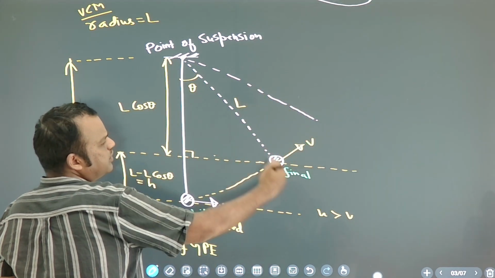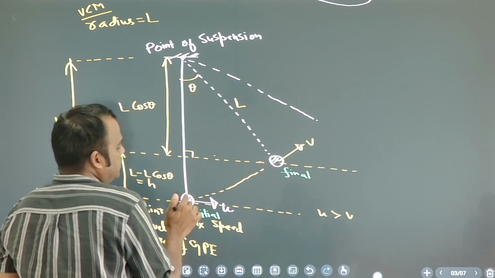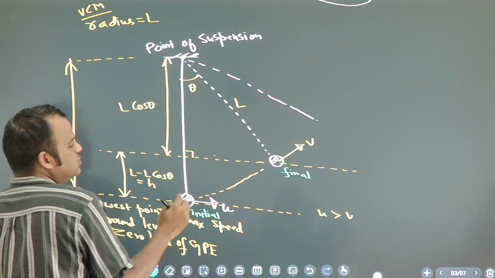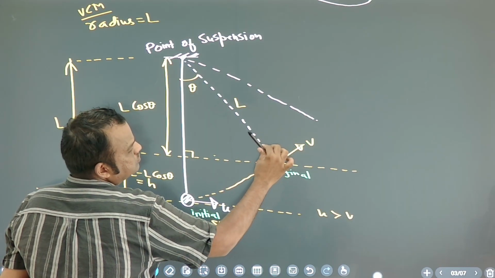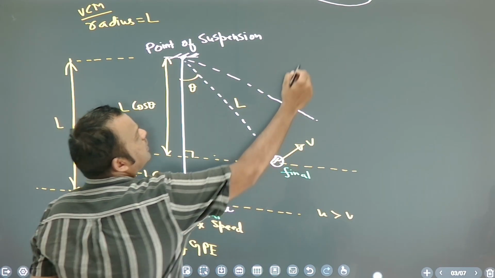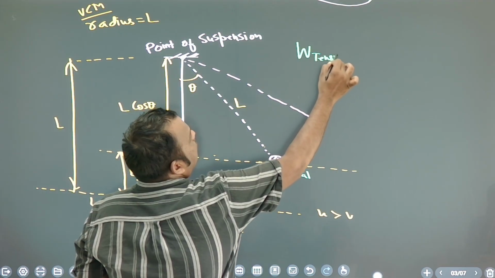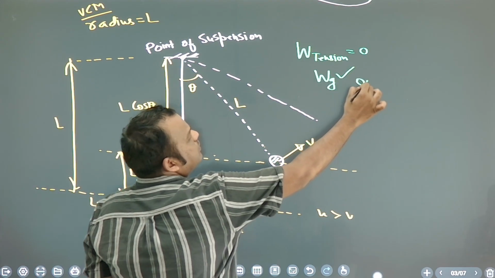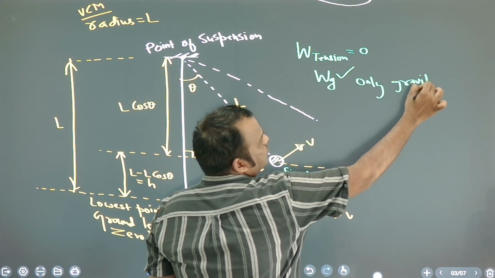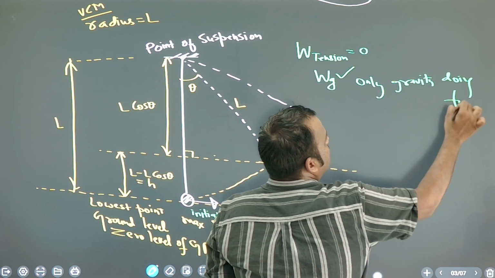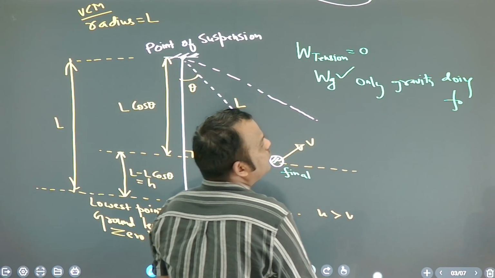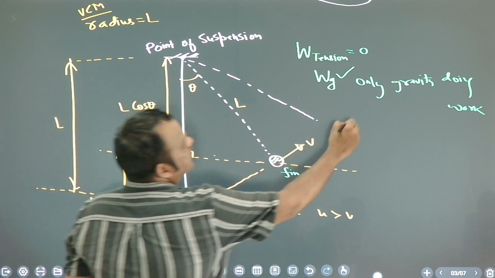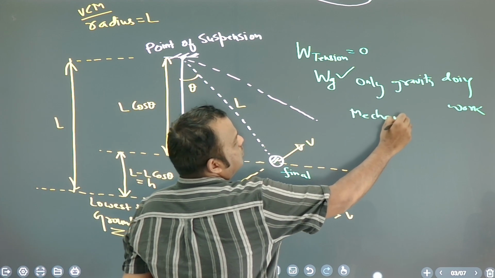Is tension doing any work? Here what is the direction of tension? Up. Velocity is horizontal. Tension is this way, velocity this way. So what is the work done by tension? 0. Work done by tension is 0. So who is doing work here? Only gravity. Only gravity is doing work, so mechanical energy is conserved. Note down. Only gravity is doing work.